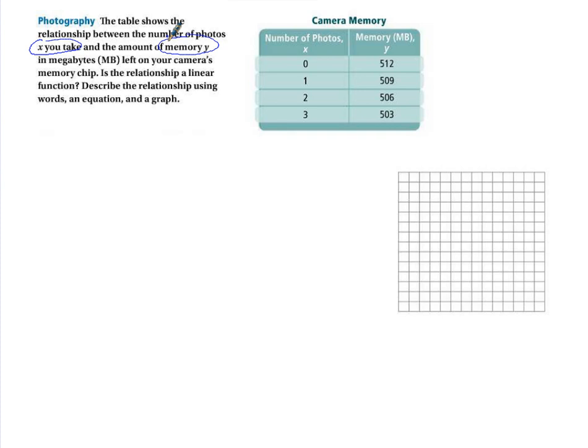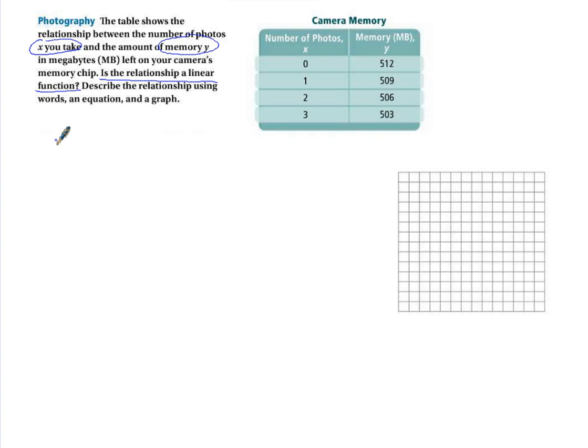And this is your camera's memory chip, so let's make that your camera phone, just to make it a little bit more relevant to you guys. And maybe we're doing like Snapchat here. Lots of Snapchat. Is the relationship a linear function? So now it's asking you, is it a linear function? We don't know until we take a look at the graph. Actually, we can figure it out if we look at the table, but in general, we're going to look at the graph. Then describe the relationship using words, an equation, and a graph.